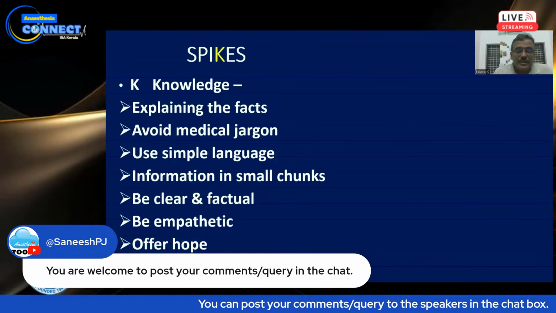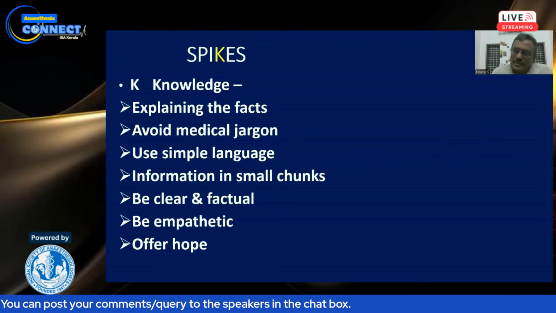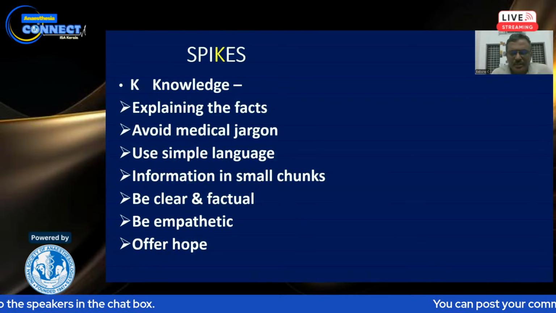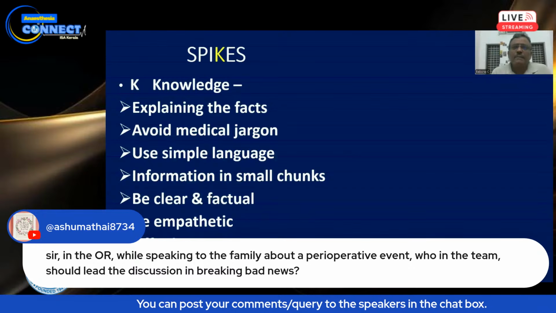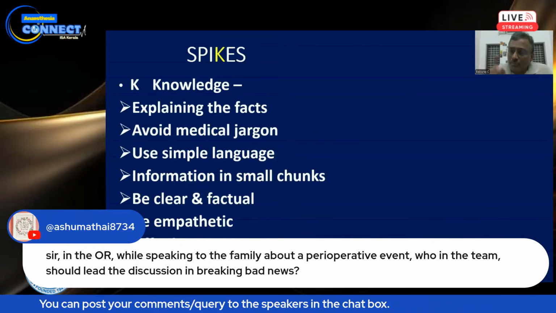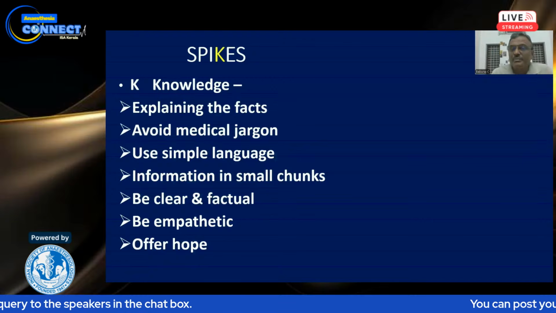Okay. Suppose you are explaining anesthetic risk. You can say, there is an increased risk because compared with a normal patient, you are having higher risk during anesthesia and surgery, but we will take care of you. So in this way, you can offer hope.